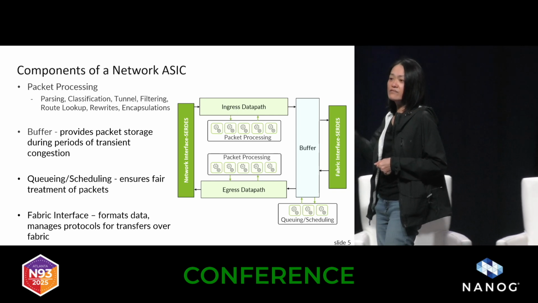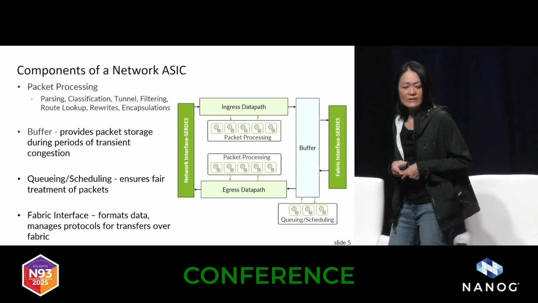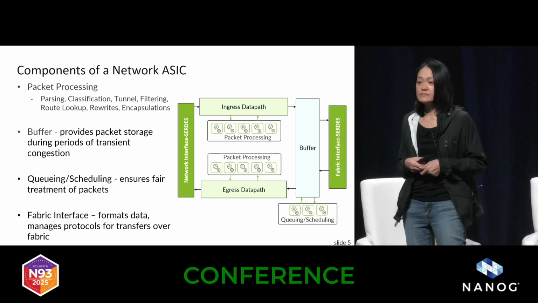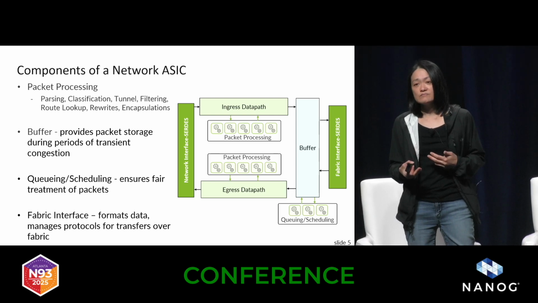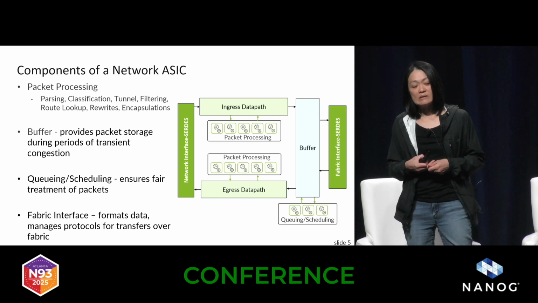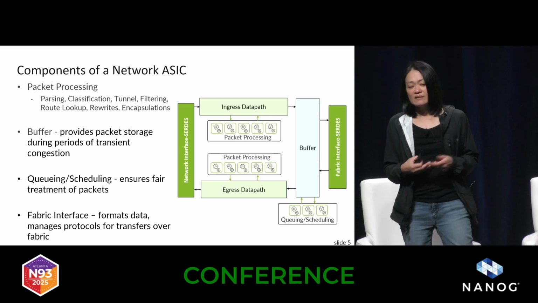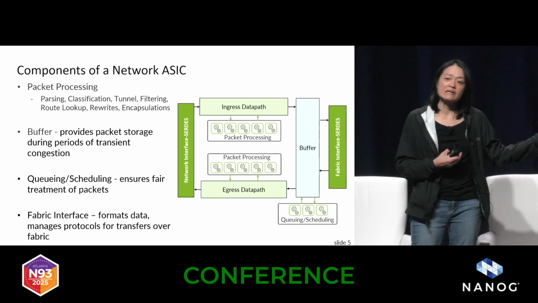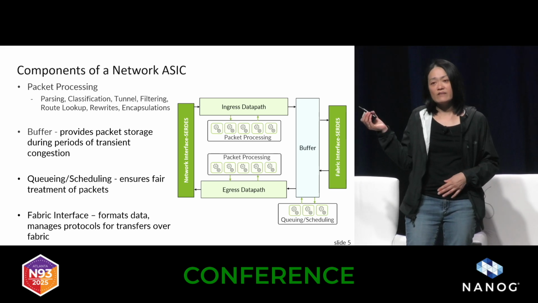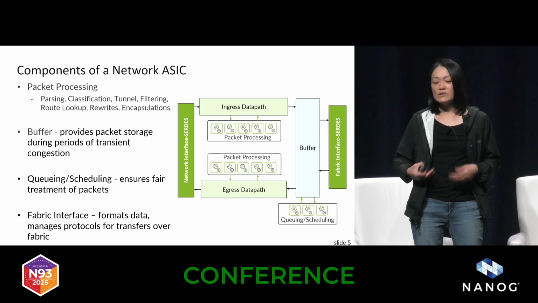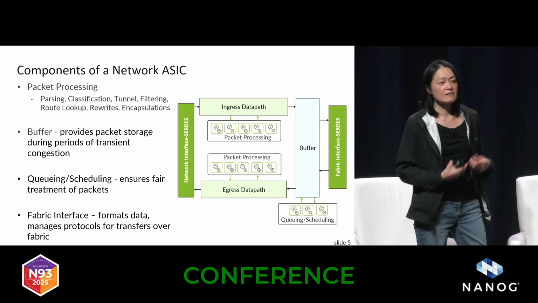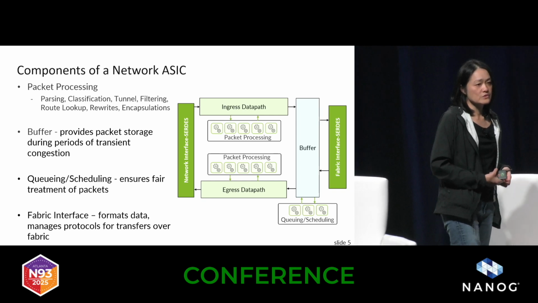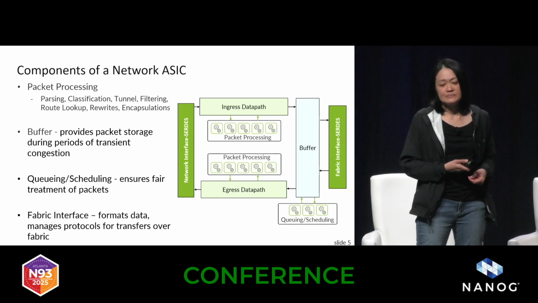And then finally, we have the fabric interface. This is where we implement protocols to translate packets, to send packets across the fabric. This is basically the same thing we did with the networking interface. And here we also have SerDes. Basically, we use SerDes for any kind of high bandwidth transfers of data into and out of the chip.